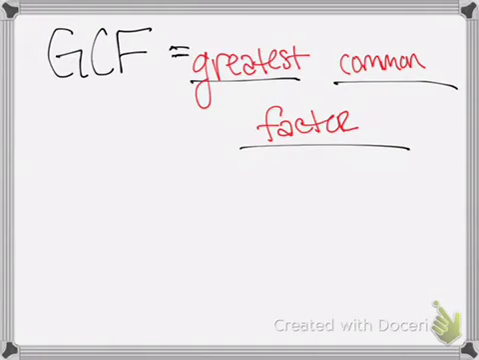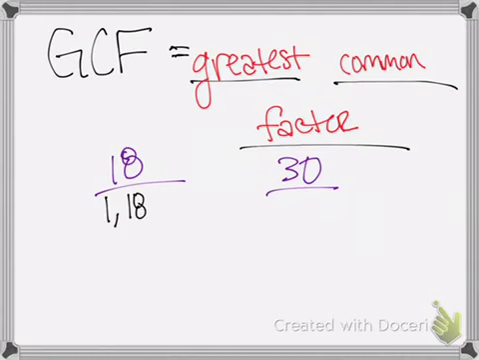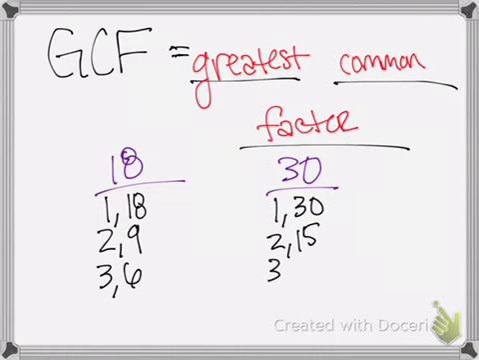So when I'm talking about the greatest common factor between the numbers 18 and 30, I'm going to list out all my factors of 18, the numbers that multiply together to be 18. So 1 and 18, 2 and 9, 3 and 6, and then my numbers for 30, 1 and 30, 2 and 15, 3 and 10, and 5 and 6.